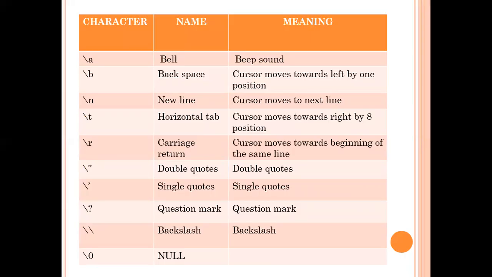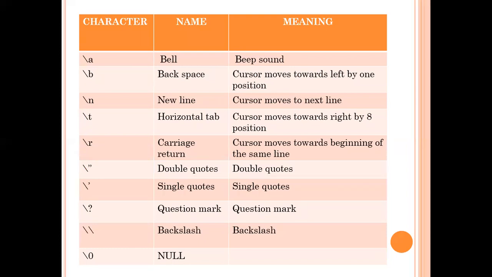Look at the backslash character constants: backslash a, backslash b, backslash n, backslash t. Backslash a means bell. You'll get some audible alert, a beep sound. If you include backslash a in your program, you can hear a beep sound. Backslash b is the backspace. The cursor moves towards the left by one position. Backslash n is the new line. The cursor moves to the next line.